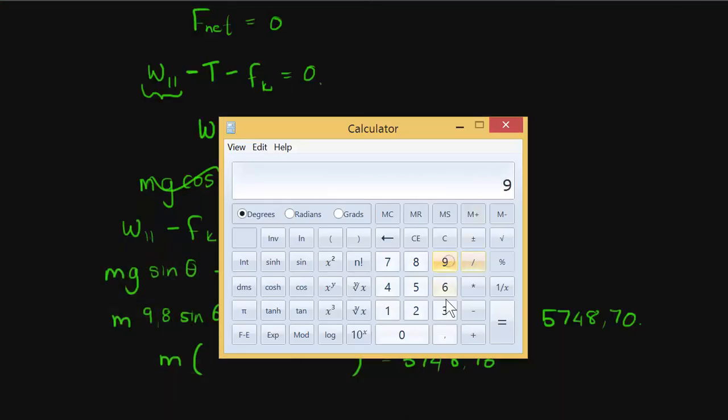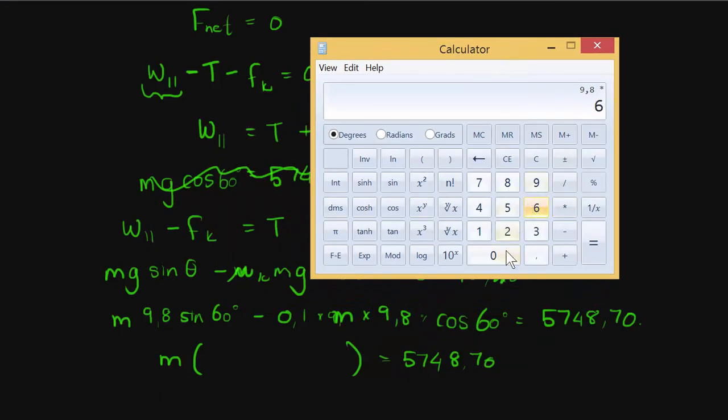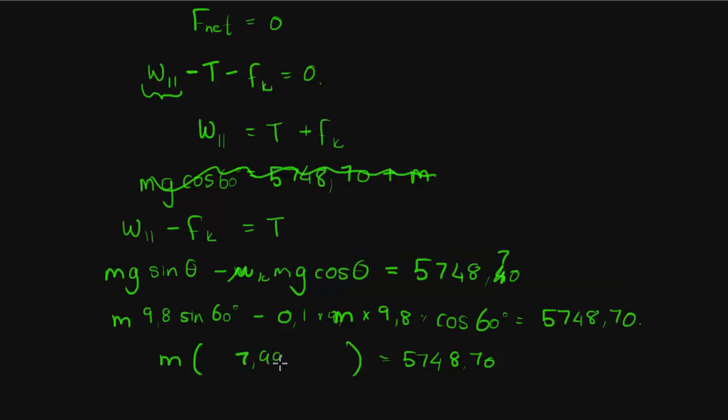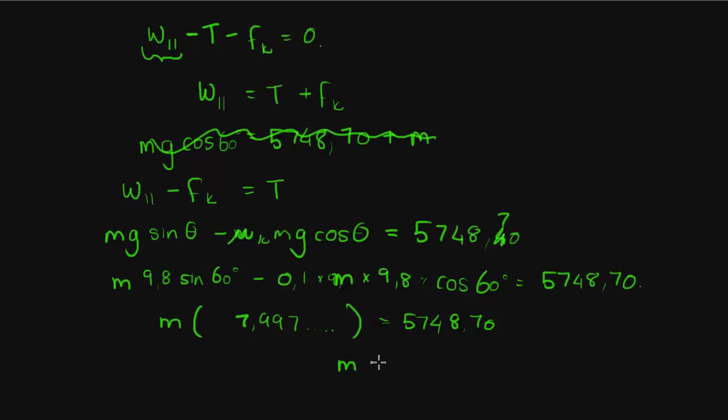So 9,8 times sine 60 minus 0.1 times 9,8 times cos 60 is 7,997. Just all that. So it's 7,997, what? Don't round off yet. Only round off in your final answer.